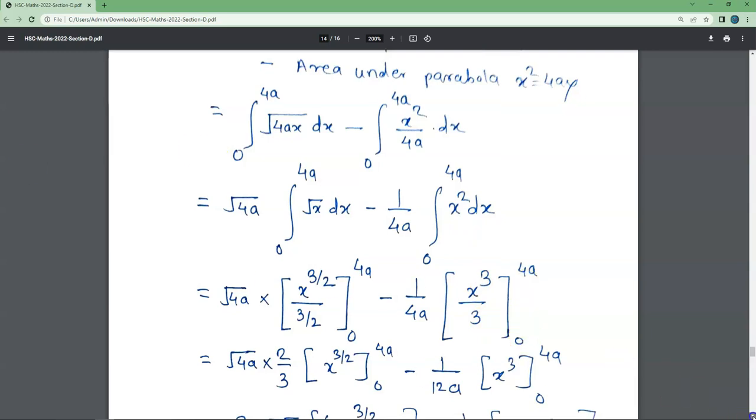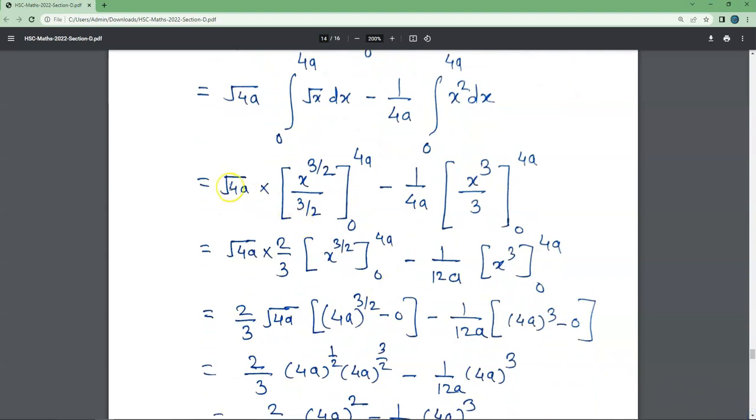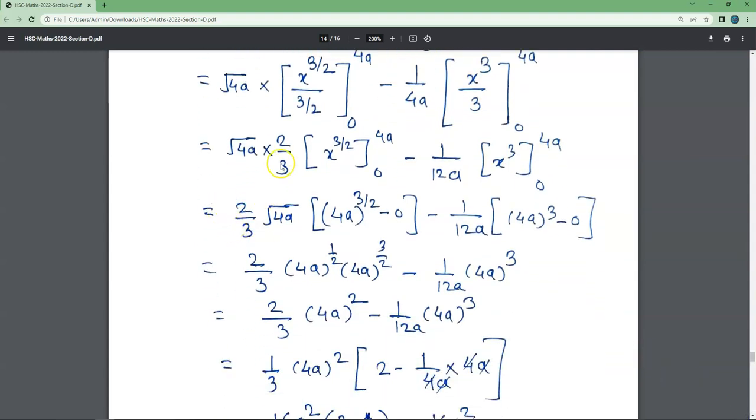Now, let's just maybe try to put the values. Correct. Under root 4a, हा 3/2 इथे divide करतोय. So, when it is going to multiply, it will just be 2/3. उरला x raised to 3/2, 0 to 4a minus. हा 3 बाहेर काढला. So, 1/12a. हा उरला x cube, 0 to 4a. It's pretty easy now. 2/3 under root 4a. हा काय आला, 4a चा 3/2. x ची value काय, 4a. नंतर minus x ची value 0 तर 0 येईल.